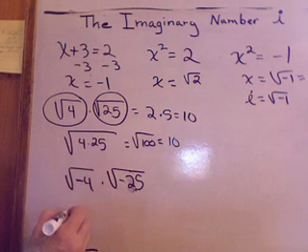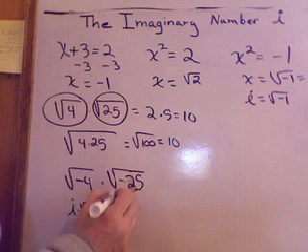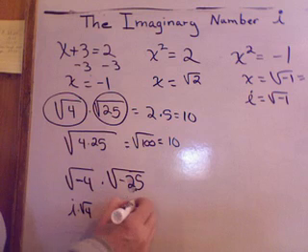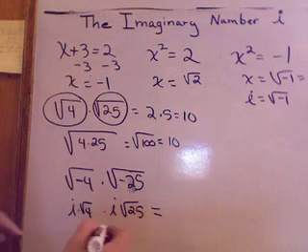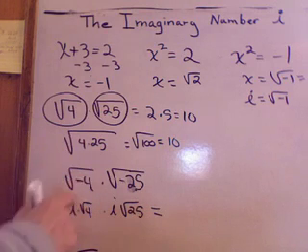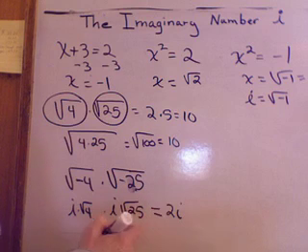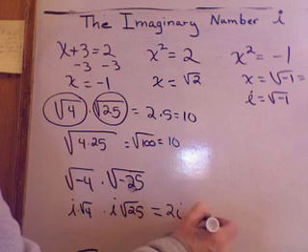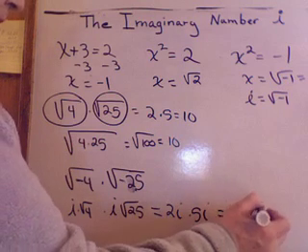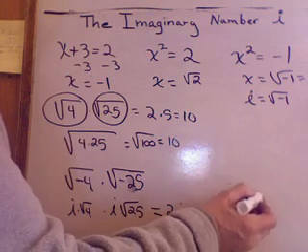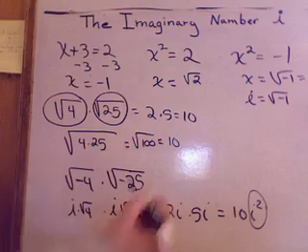So this becomes i times root 4. This becomes i times root 25. And then I can multiply, or I can do the radical part first. I could say this is 2i. This is 5i, and 2i times 5i is 10i squared. And what is i squared? Oh boy, we need some more definitions here.